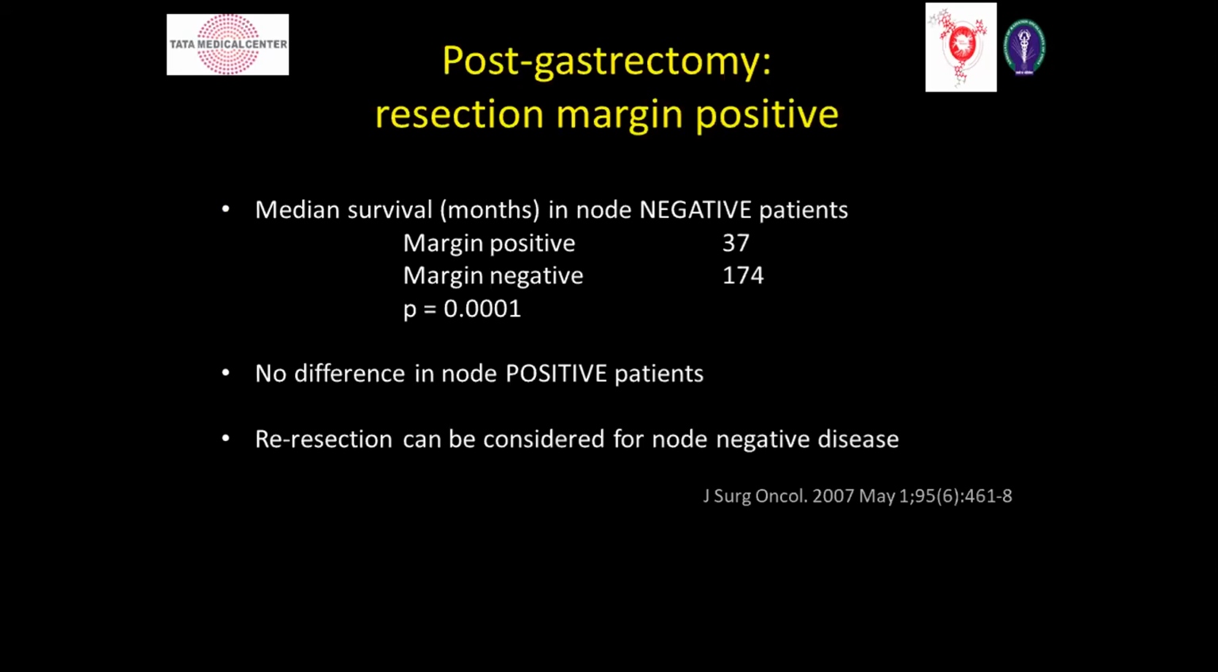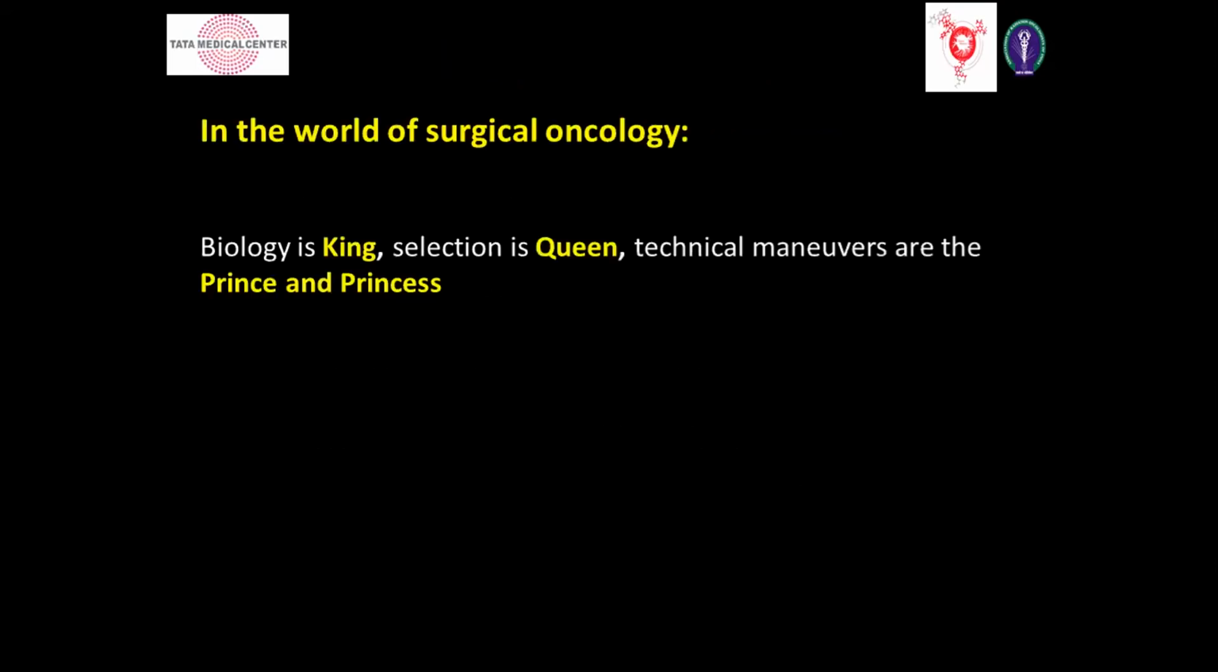The evidence is that there was a publication in 2007 from Korea. It showed that if the patient has node-positive disease, margin positivity does not change anything; the patient is going to recur systemically anyway. But if the patient has node-negative disease, then there is a role for re-resection if the surgeon is comfortable with it. Before I conclude, for any kind of operation, biology is the king, selection is the queen, and we are just technicians to keep the king away for a long time.